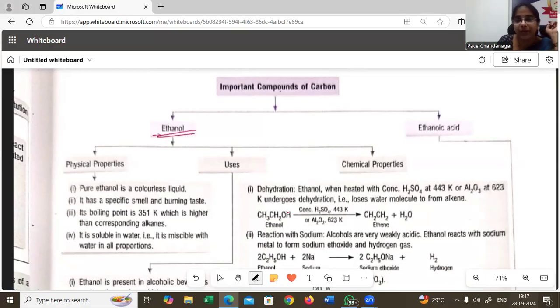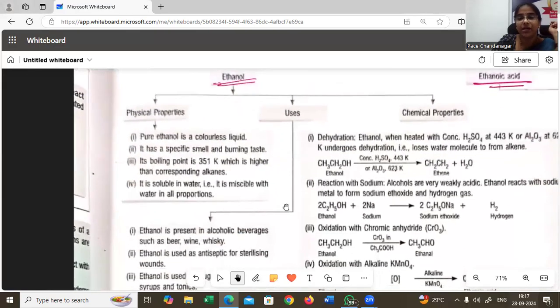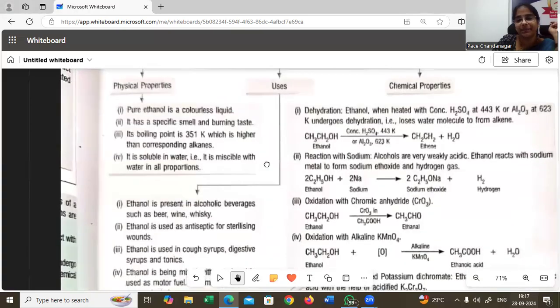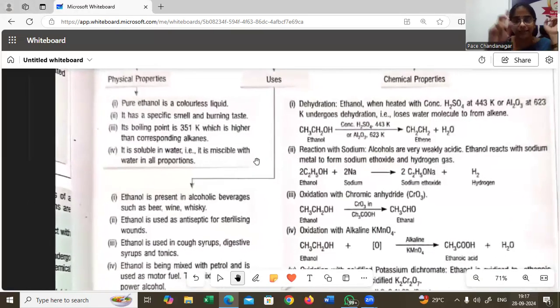You have ethanol and you have ethanoic acid. Let us come to the ethanoic acid part later. Let us first finish up with the ethanol. So all this is ethanol. What are the physical properties? Please write down your notes clearly on this.